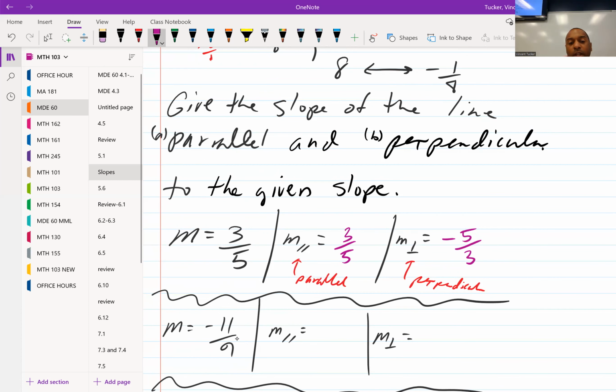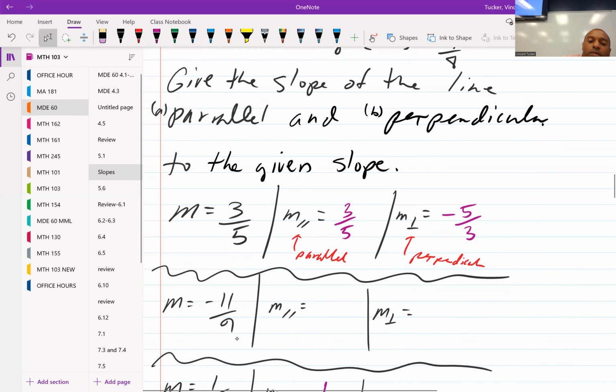Then here we have negative 11 over 9. Same thought process. If it's parallel, it's going to be the same slope. But if it's perpendicular, you flip the fraction and use the opposite sign. So that's going to be positive 9 over 11.